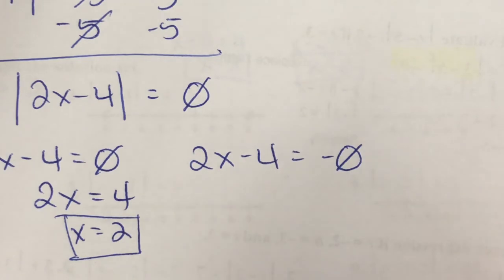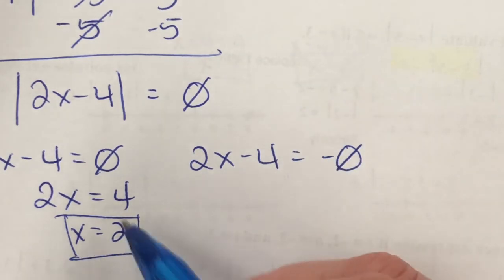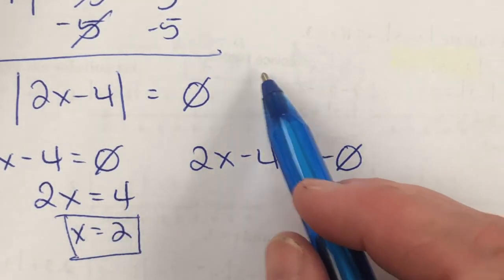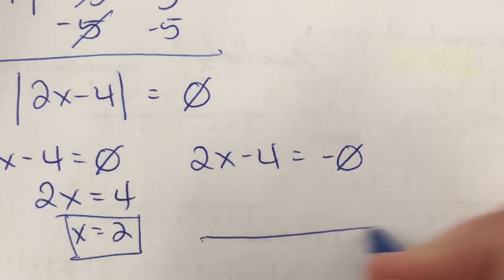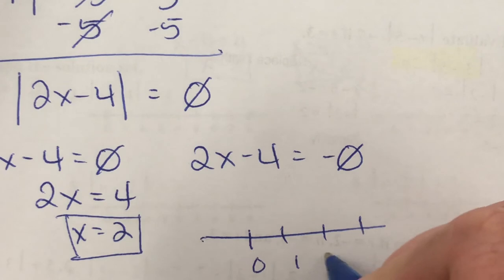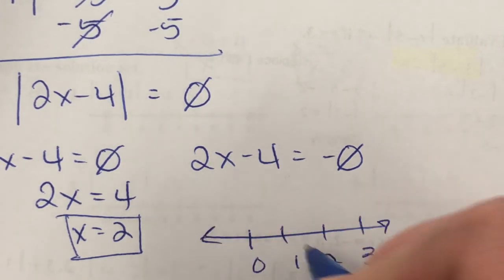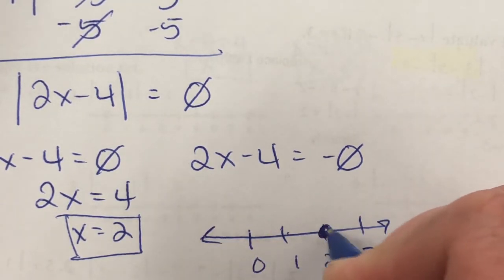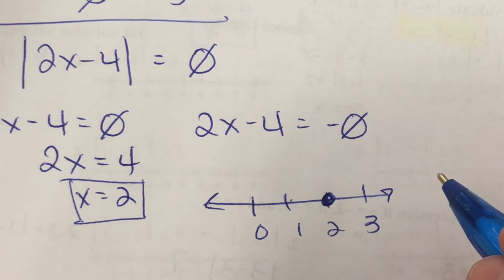And it would be the same here because there's really no such thing as negative 0. So you would get one answer, x equals 2, and then you would put a dot on 2 on your number line. 0, 1, 2, 3. And you'd put a dot here and be done with it. That's what your answer would look like.